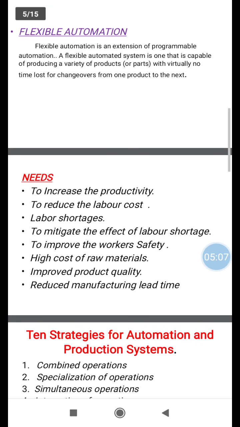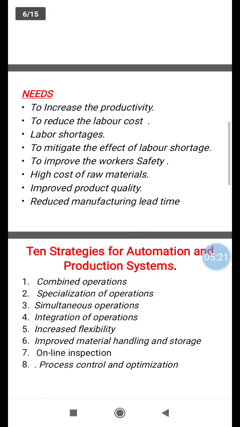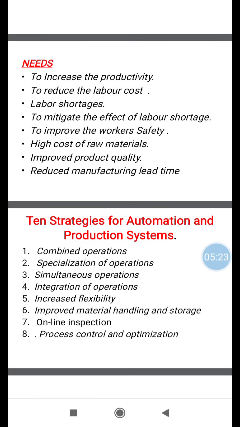Do you know what lead time is? It is the time taken to complete one product. It reduces the manufacturing lead time from raw material to end product. These are some needs of automation, meaning why you implement automation in the manufacturing process. Next is, what are the 10 strategies for automation and production systems? To implement automation, what strategies do we follow in our production plants?